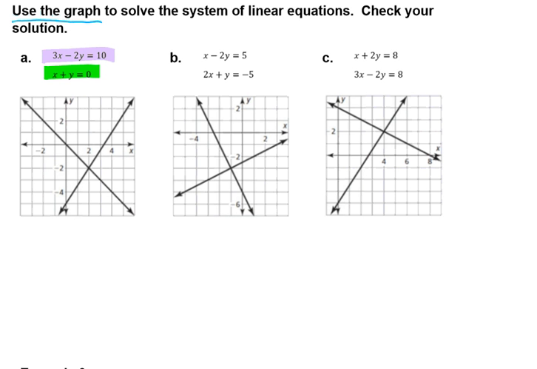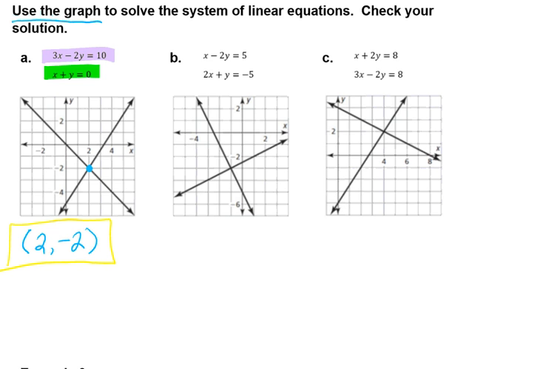So we're just looking for where the two lines, or the two functions, intersect. And here we see that we have an intersection point at (2, -2), and that is the solution to our system. And when we plug it back into the purple equation and the green equation, it works.